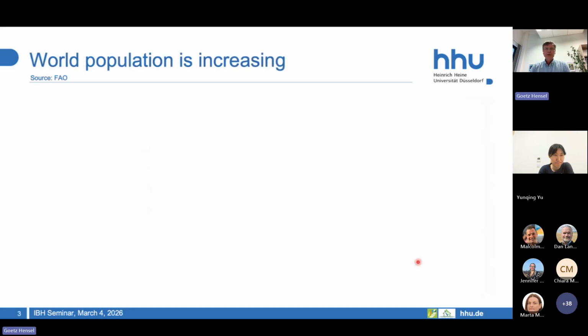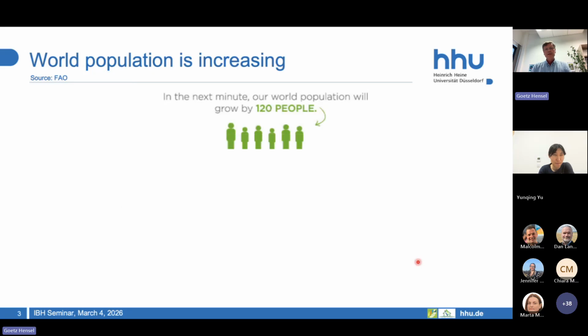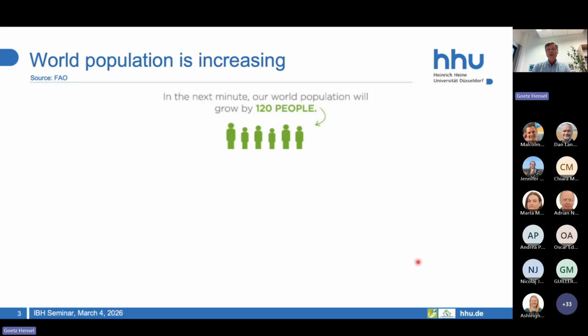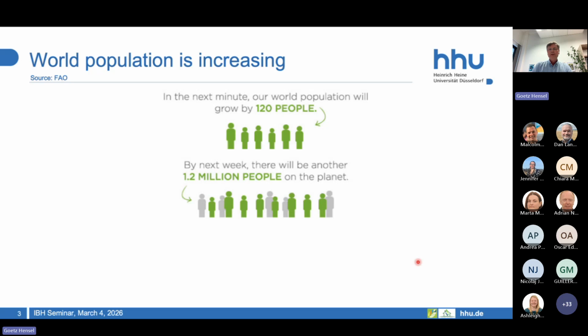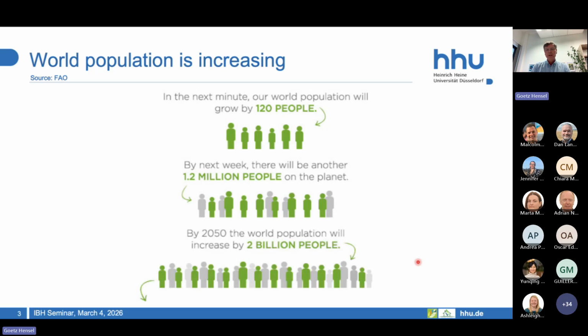So to start with, you all are aware of those demands. We have an increase in the world population. During 1 minute, the population will grow by 120 people. By next week, there will be another 1.2 million people. And by 2050, we expect to have an increase by 2 billion people.